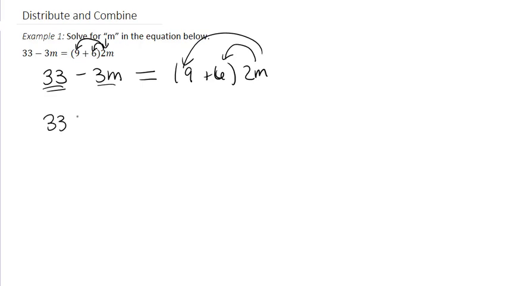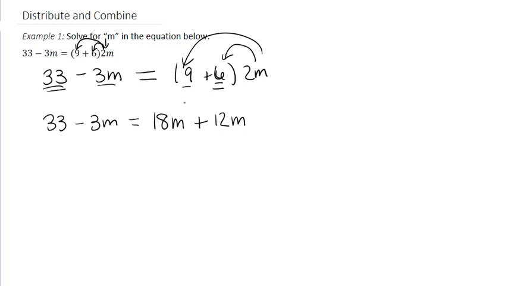So now we have 33 minus 3m, still on the left-hand side. Now 2m times 9 is equal to 18m. Then we have 2m times the 6. So 6 times 2 is just 12. So we have plus 12m. Now we've distributed. Now we need to combine like terms.